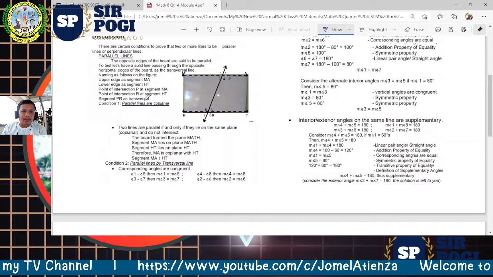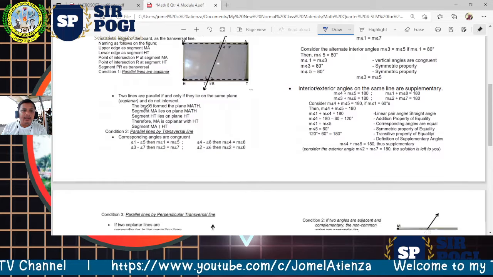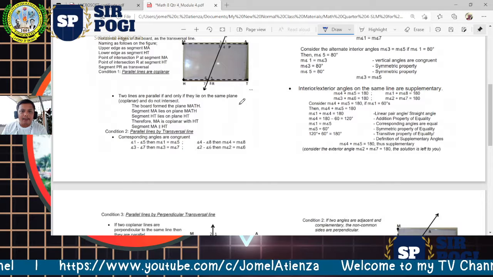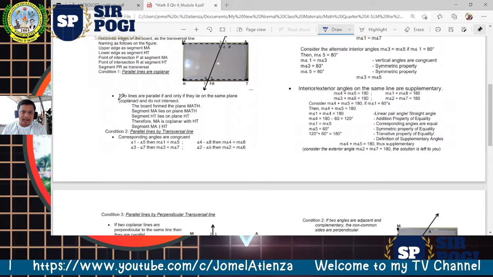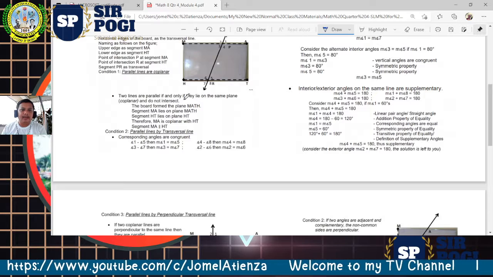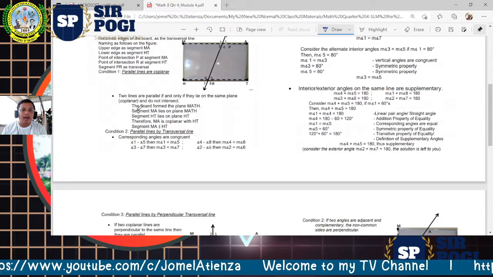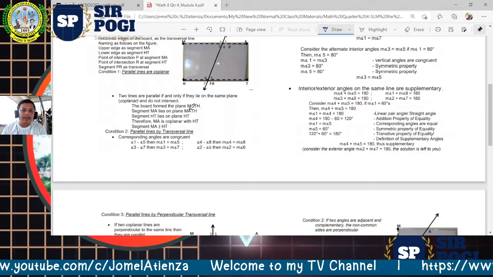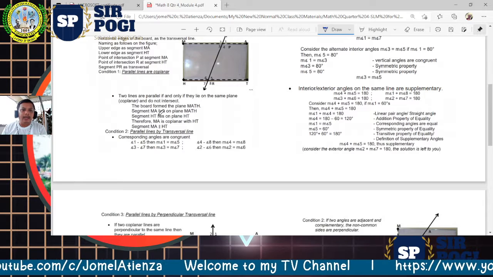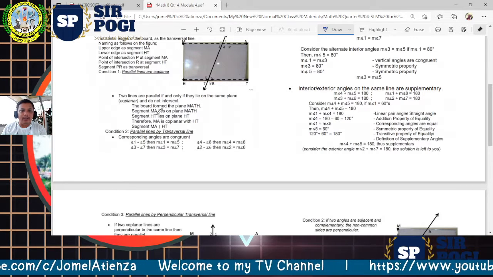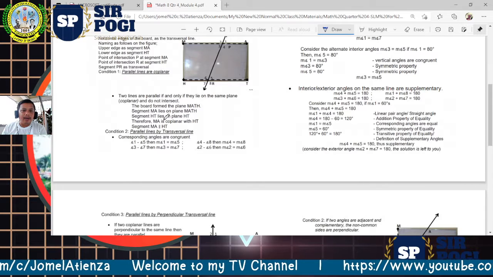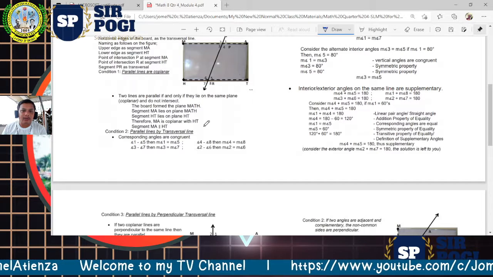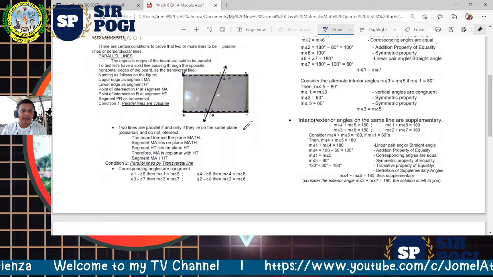So condition 1, parallel lines are coplanar. Two lines are parallel if and only if they lie on the same plane. So they are coplanar and do not intersect. So the board forms the plane, and segment MA lies on the plane. Segment HT lies on the plane. Therefore, MA is coplanar with HT, and segment MA is parallel to HT. Those two are parallel.